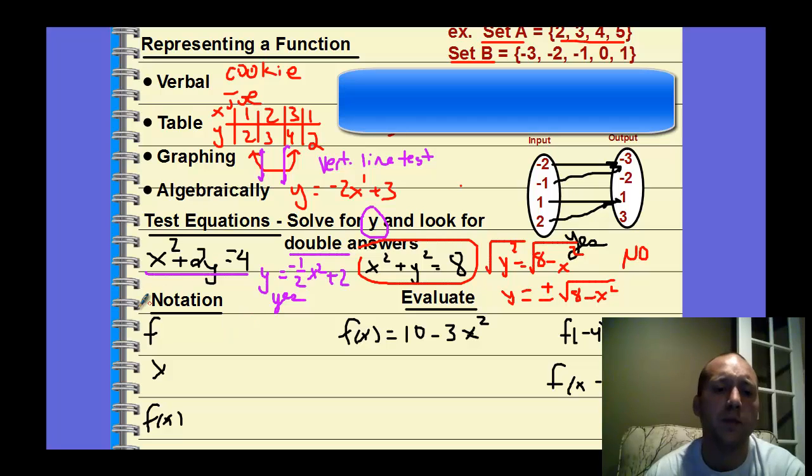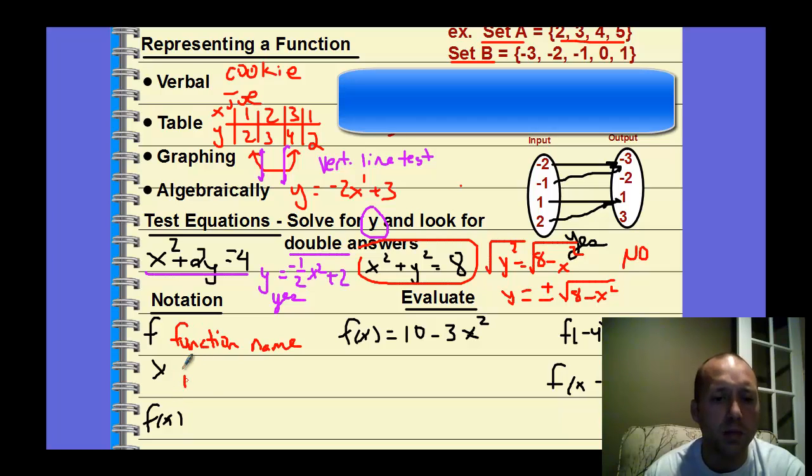Some of the notation we'll talk about. F is just the function name. It doesn't have to be F. It could be G, H, any letter. We typically start in that range of letters, F, G, and H.